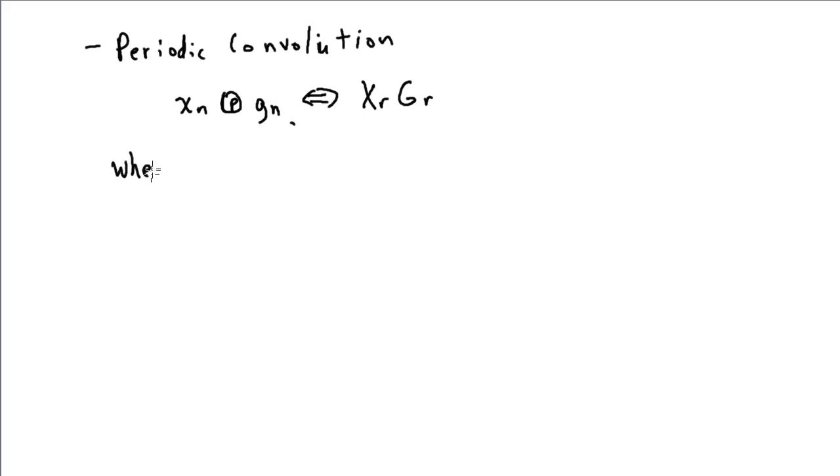Now, periodic convolution is defined like this. It is the sum from k equals 0 to N0 minus 1 over x of k g of n minus k. So there are some similarities here with the linear convolution that we've looked at in the past, and this is a time reversed and shifted version of one of the sequences. The main difference here is the summation is over only N0 samples and not from minus infinity to infinity.